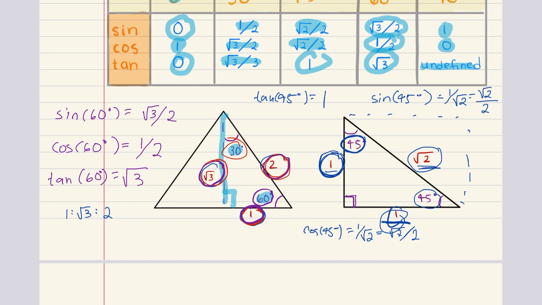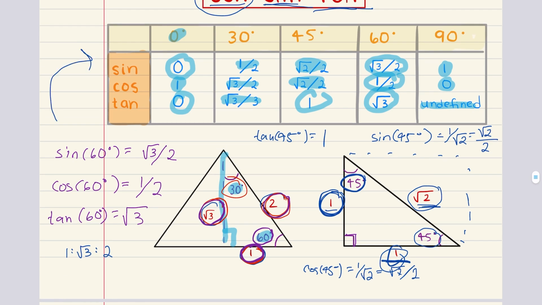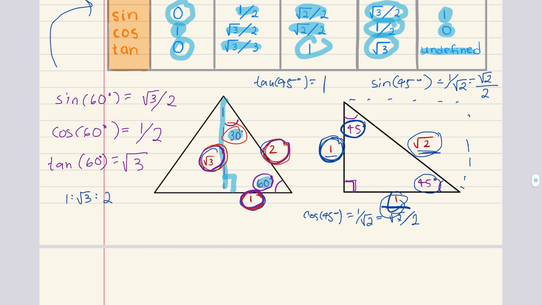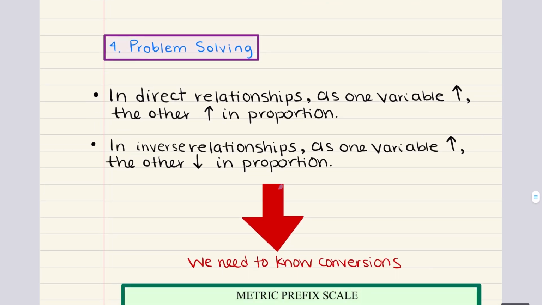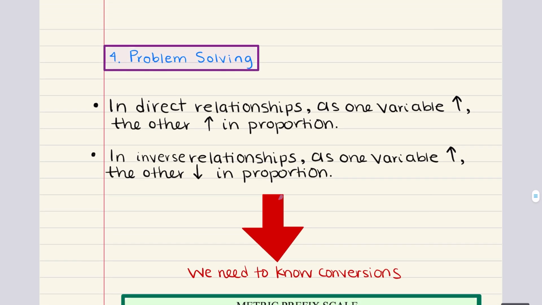So now we understand how we can use these two triangles, this 30, 60, 90 degree triangle and the 45-45-90 triangle, to derive this table. If you don't want to memorize this table for the MCAT, just know how to figure this out from the triangles themselves. With that, we've completed objective 3, and now we can move into our last and final objective, which is titled problem solving.